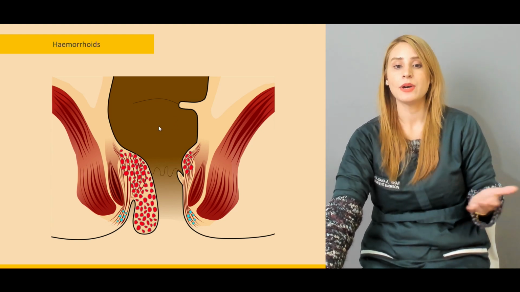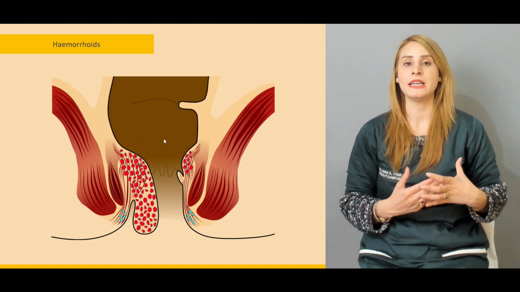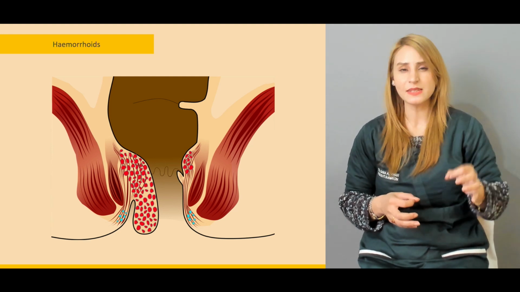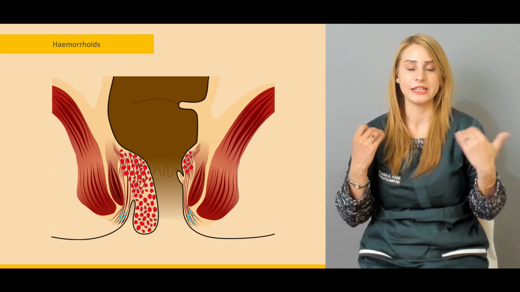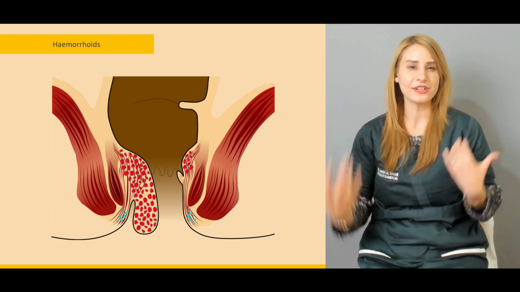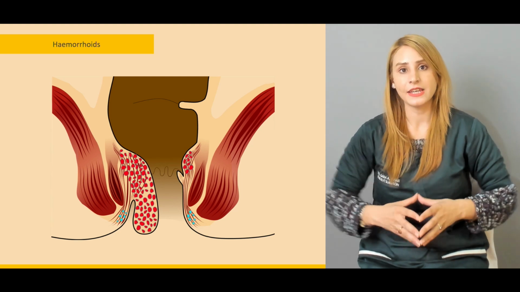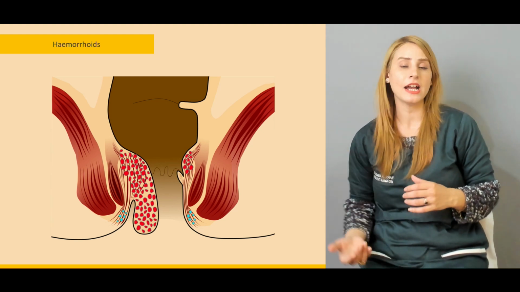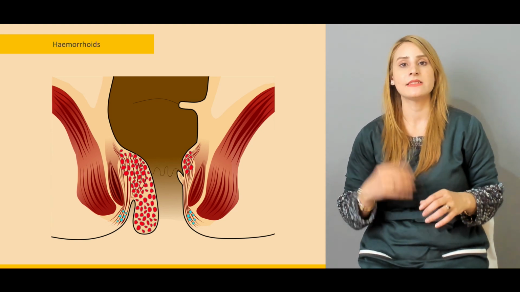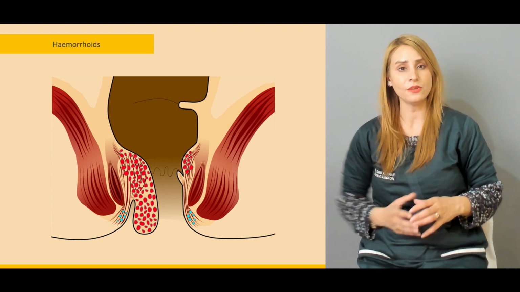The upper half of the anal canal is supplied by the inferior mesenteric artery, and the branches supplying it are the superior rectal artery and the middle rectal artery. These are actually branches of the inferior mesenteric artery. The lower half of the anal canal is supplied by the branches of the internal iliac, and this is the inferior rectal artery. So the inferior rectal artery supplies the lower half of the anal canal.